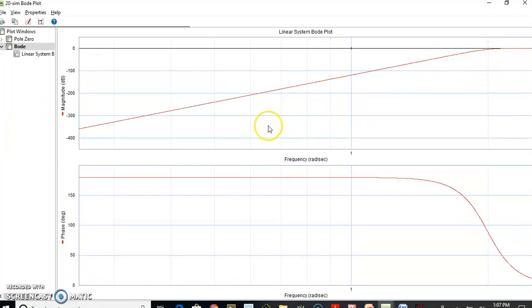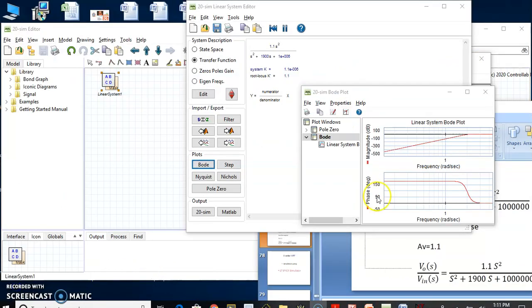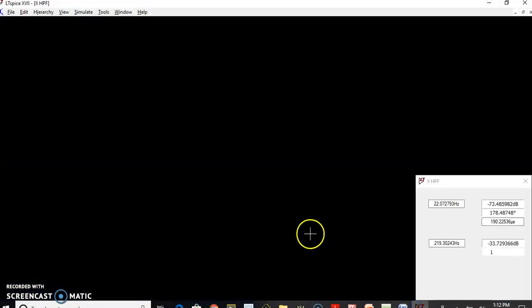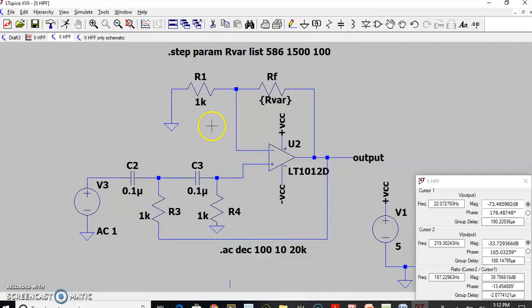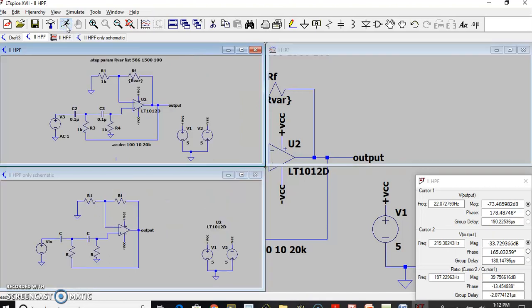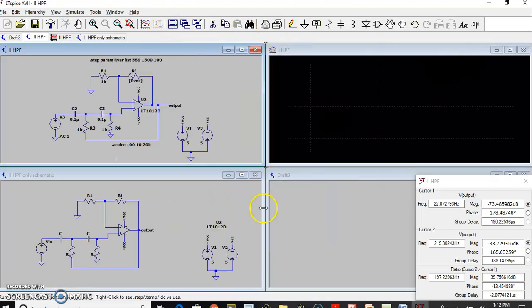So let me just redo it. This is how the Bode plot for a gain of 1.1 will look, so this will have a very poor response. We'll see the LTSpice simulation also for this high pass filter for different gains. So this is the high pass filter. You can see now we are changing the value of R to 586, 1500 and 100, which corresponds to a gain of maximally flat, overshoot and poor flatness response. Let me run this. So this is the transfer function we are getting.